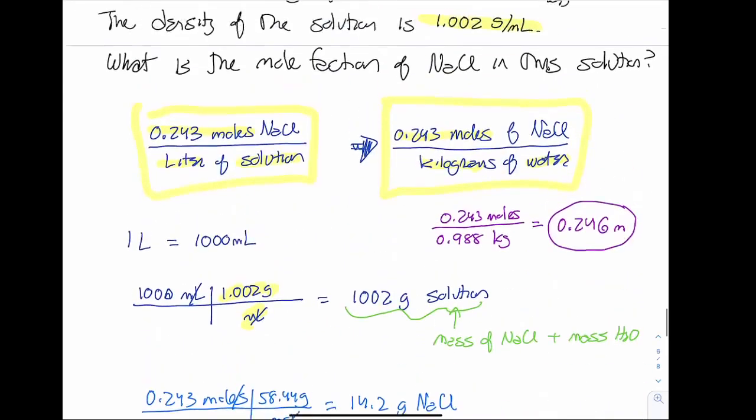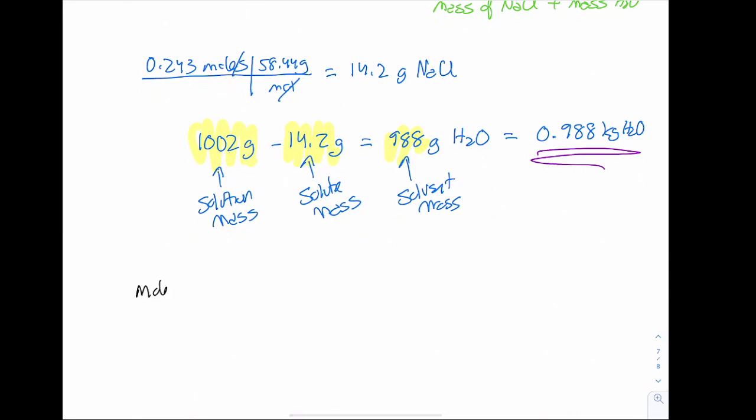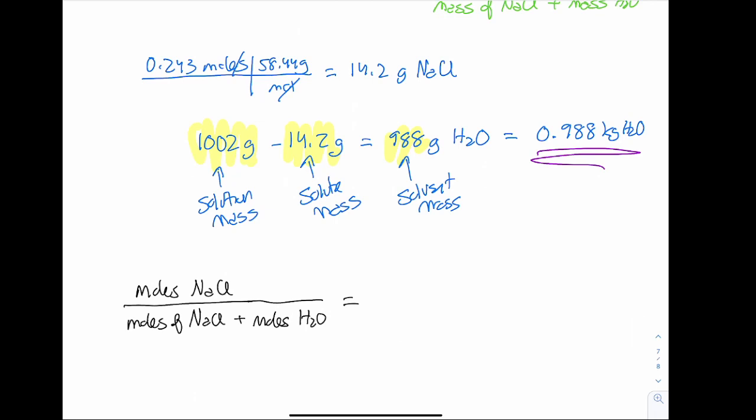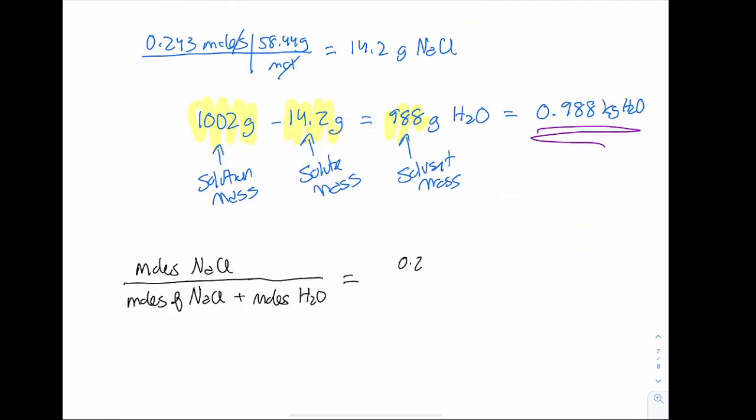I also have mole fraction. Okay, so let's calculate the mole fraction of sodium chloride. So to do that, we want moles of sodium chloride, and we want that over our total moles, which is going to be moles of sodium chloride plus moles of water. So moles of sodium chloride we already have, right? That's given to us in the problem. So again, the 0.243. And then on the bottom, 0.243. And then we have to add to that moles of water.